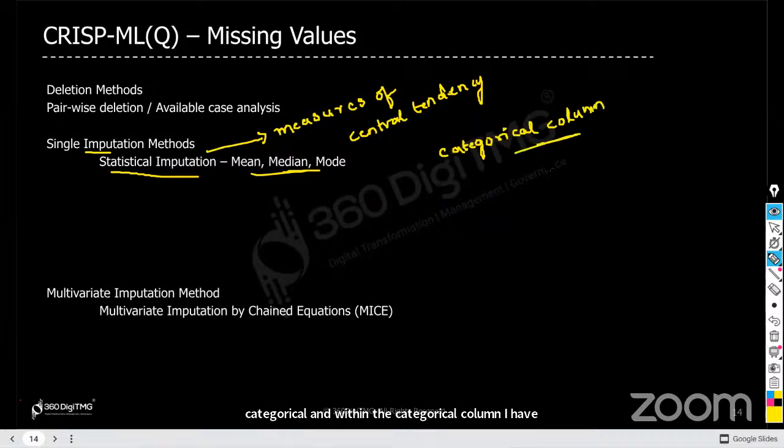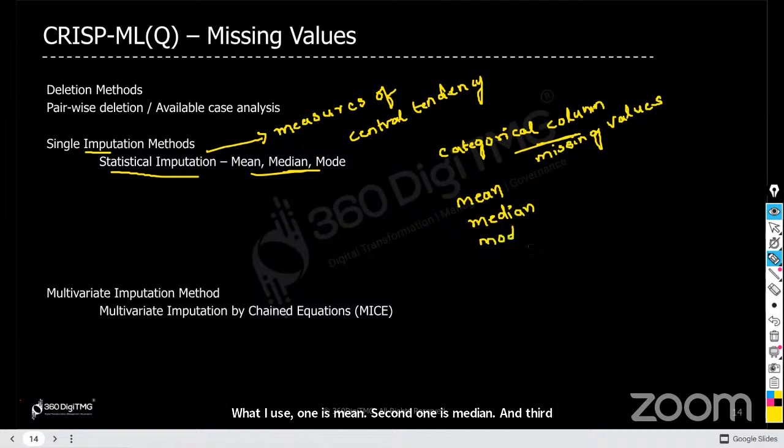Within the categorical column, I have missing values. Now, how to do imputation in that particular column? I told you there are different statistical imputation methods present, which are based on measures of central tendency. What are those? One is mean, second one is median, and third one is mode. But now my scenario here is I have a categorical column with missing values, and I have to go for statistical imputation. So which imputation method can I go for out of these three?